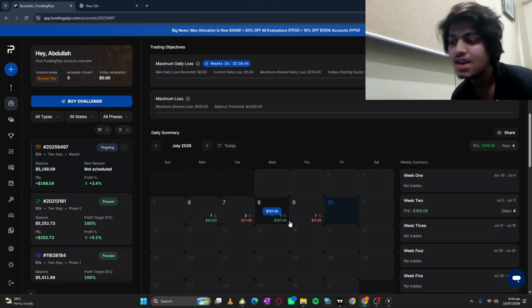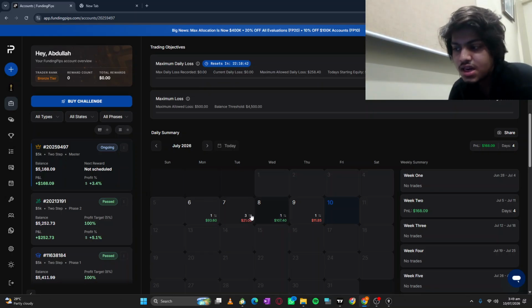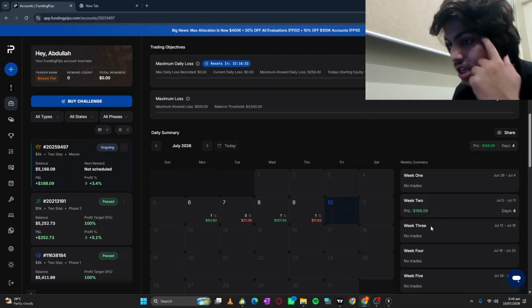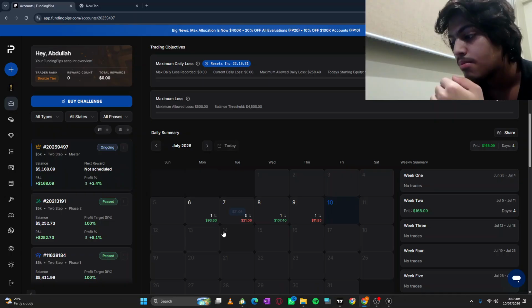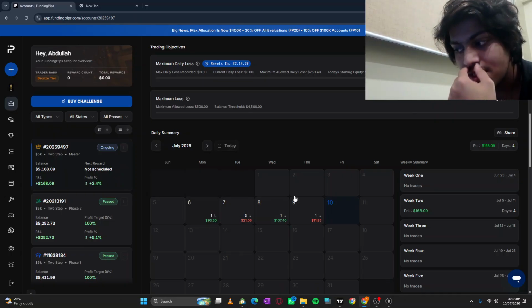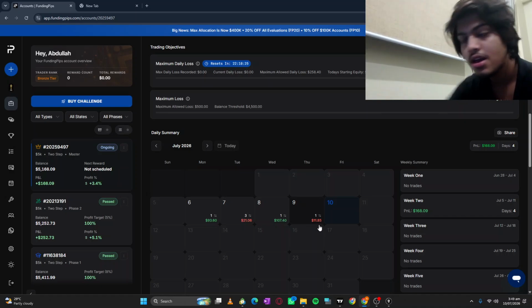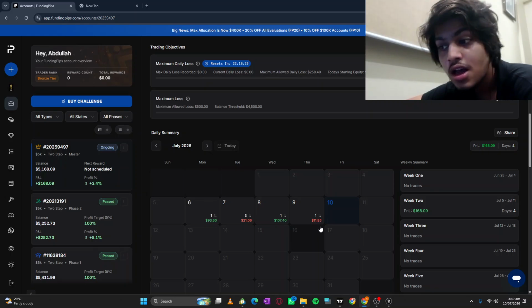I took 7 trades technically, but this trade was based on the same idea. I was just giving it chances. But if you see, I'm up around $168 this week, 3.4% up. You see the wins, and then you see the losses. The losses are so small, and the wins are really big compared to the losses.